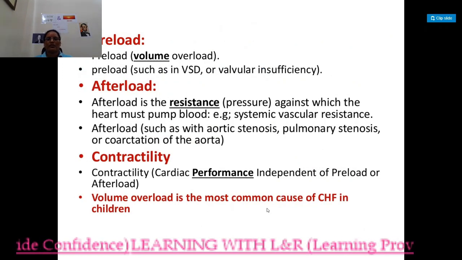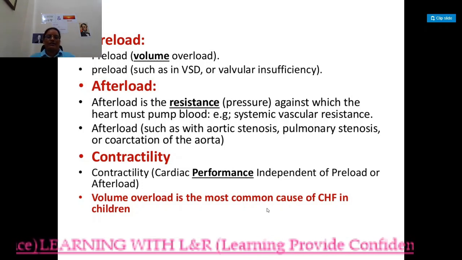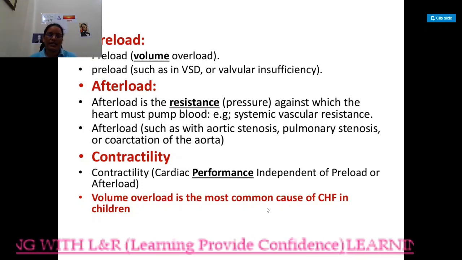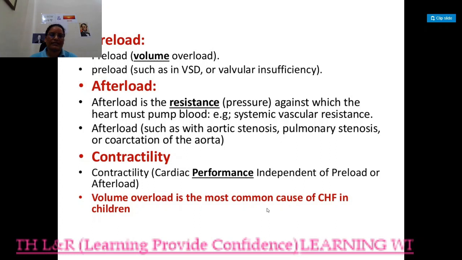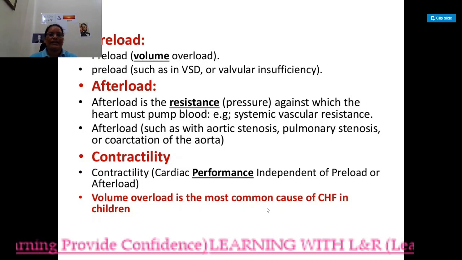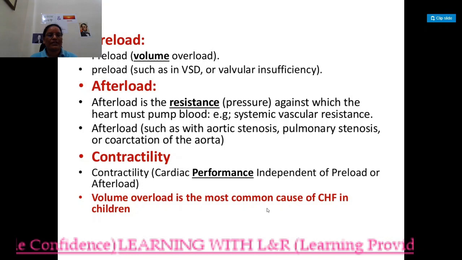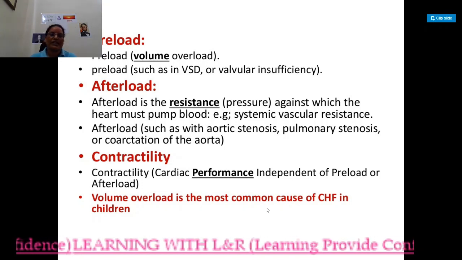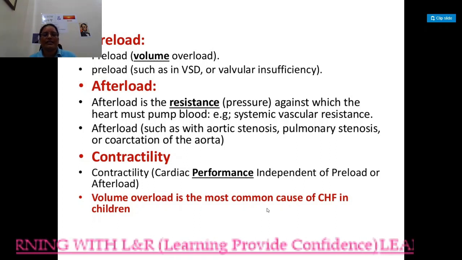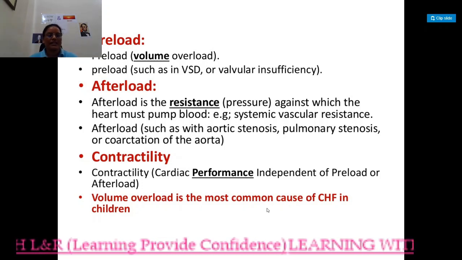Then the next is preload. Preload is when the ventricle receives blood. Normally it is okay, but there are some conditions that affect our cardiac output, that is ventricular defects and problems related to the valves. Then afterload is the resistance or pressure against which the heart must pump blood. Normally it does this, but it gets worse in conditions such as aortic stenosis, pulmonary stenosis and coarctation of aorta.